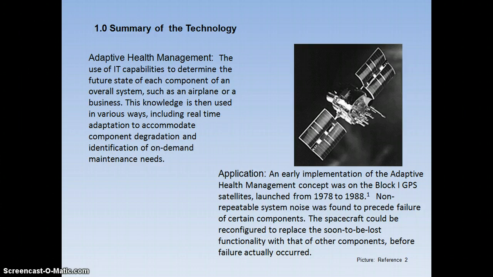Adaptive health management is the use of IT capabilities to determine the future state of components of an overall system, such as an airplane or even a business. This knowledge is then used in various ways, including real-time adaptation to accommodate component degradation and identification of on-demand maintenance needs. The application shown on this chart is the Phase 1 or Block 1 GPS satellites launched from 1978 to 1988. These satellites incurred a non-repeatable noise event that was found to precede failures of certain components. Eventually, they learned that when these noise events occurred, they needed to move quickly to reconfigure the spacecraft to use different components so that a failure could be prevented.